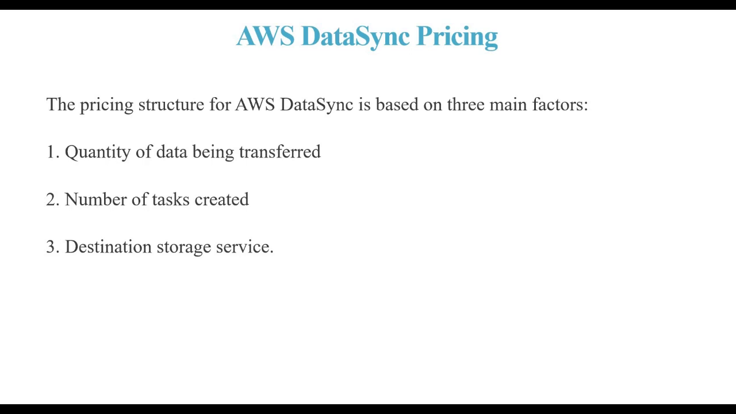The next is number of tasks created and destination. The cost of the destination storage services also affects the pricing. Regarding the destination where we store, it affects the pricing also. If Amazon S3 is used as the destination storage service, the standard S3 storage rates for the amount of data stored will apply.